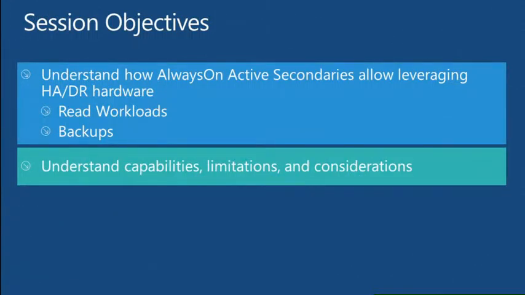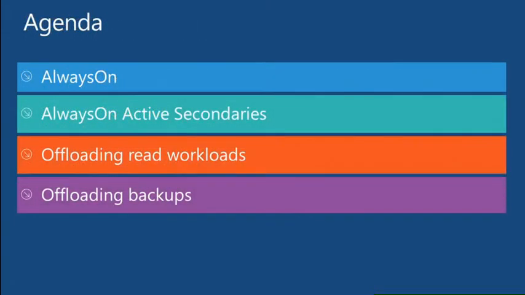My objective for this session is I want you to understand how active secondaries allow you to use your high availability hardware for something other than just waiting for a failover from the primary to happen. I want you to understand how you can run read workloads on that hardware, and how you can run backups on that hardware as well. I want you to understand the capabilities that we have in this release, as well as the limitations and some considerations. I'm currently going through the planning for the next release, so we can discuss a little bit what we have seen with customers and what we are planning to do for the next release.